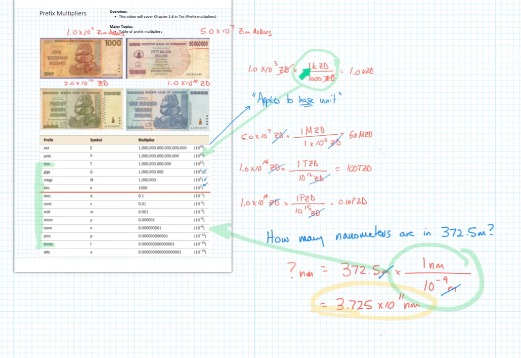Zim dollars, 1 kilo zim dollar for every 1,000 zim dollars. 1 mega zim dollar for every 10 to the 6th zim dollars. So remember, whatever this number is here, 10 to the 6th, that gets applied to the base unit, and the conversion then goes on the other side, 1 mega zim dollar for every 10 to the 6th zim dollars.